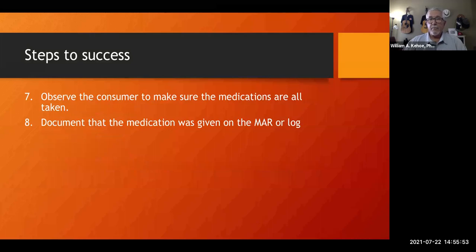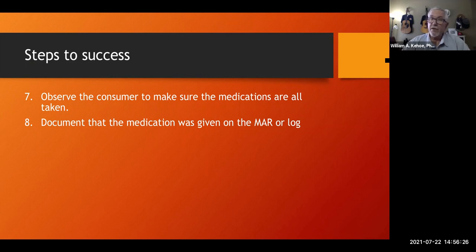And then observing your consumer to make sure they actually take the medications. We have issues with some people who will do what we call cheeking the medication. They don't want to take it, but they don't want to refuse it. So they put it in their mouth, they drink their water, but the tablet is stored over here in the side of their mouth. They get away from you and they spit it out. So the best thing to do is just ask them to swallow in front of you and then watch them, make sure they're not going away and spitting it out somewhere else.